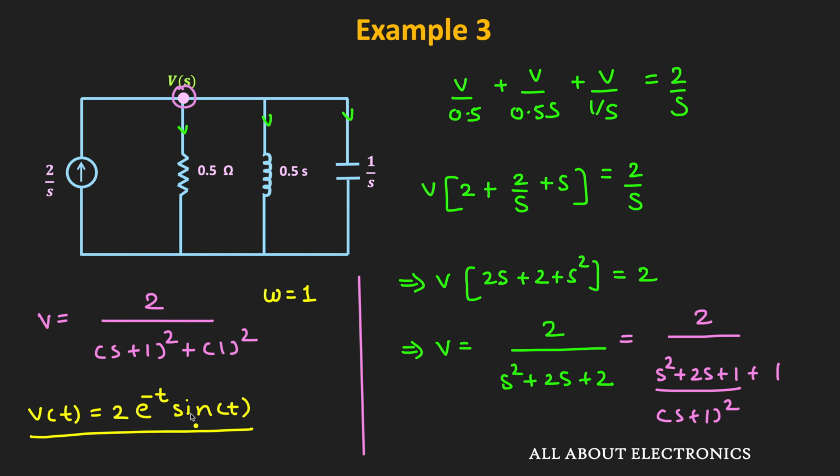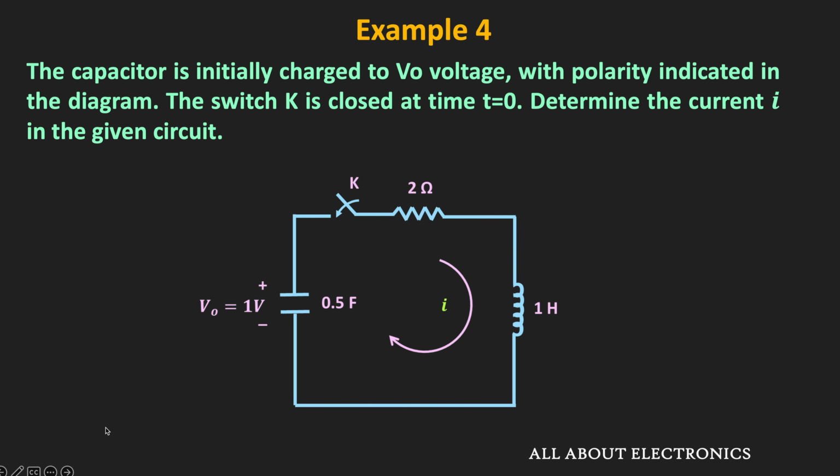So similarly, now let us take the last example. In this question, we have been given this RLC circuit, and in this circuit, this switch K is closed at time t is equal to 0. We have been given that initially, this capacitor is charged to some voltage V0, and we have also been shown the polarity of the initial voltage. Here, we have been asked to find the current through the given circuit for the time t greater than 0.